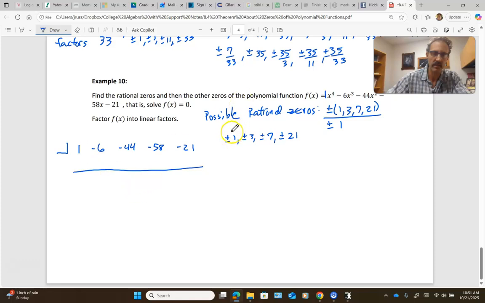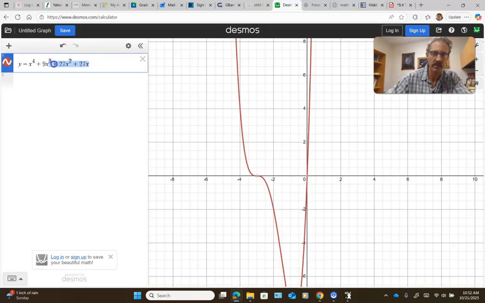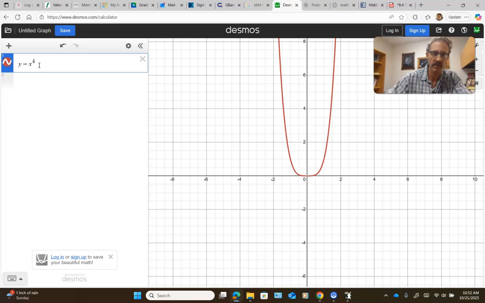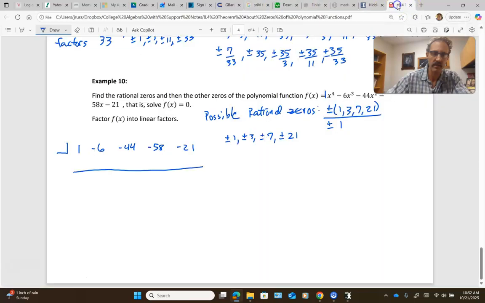Now I need to try one of these. Well, what we can do is graph this polynomial, and that'll give us an idea of which of these to try instead of just blindly guessing. So I'm going to go to Desmos. I'm going to graph this polynomial, and I'm going to see if it crosses or touches the x-axis in any of these values. Let me take a peek at this polynomial again. -6, -44, -58, -21.